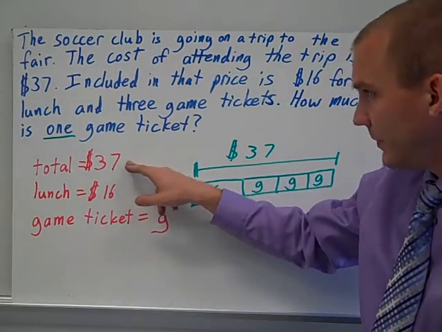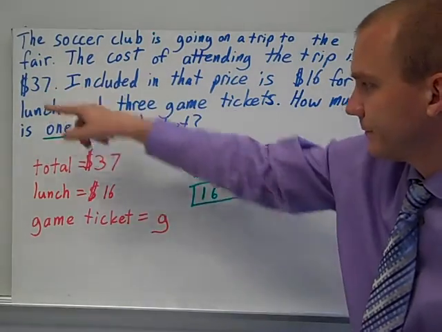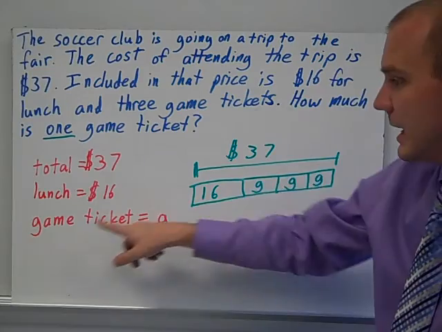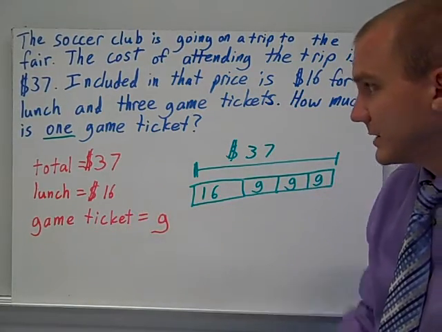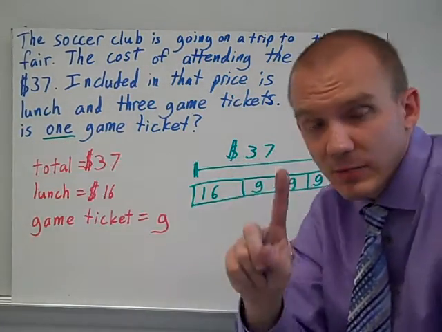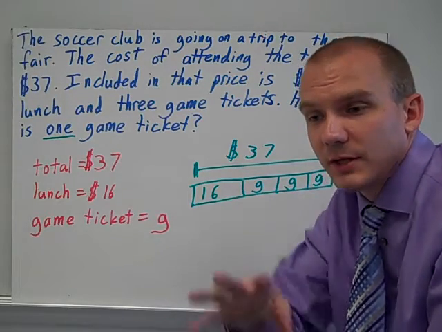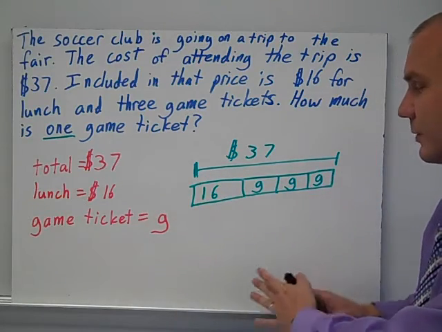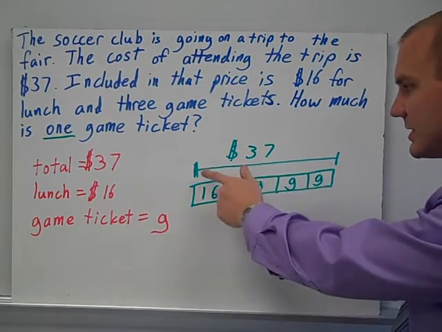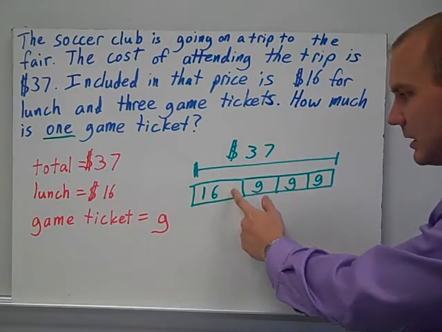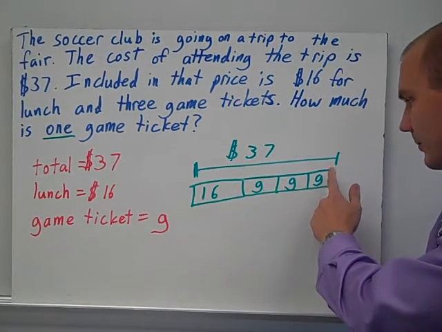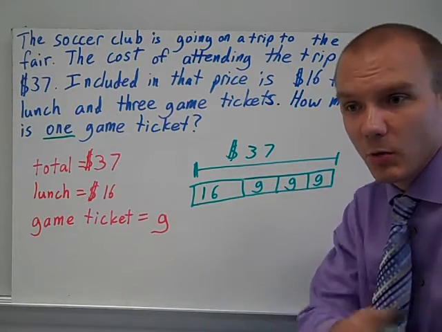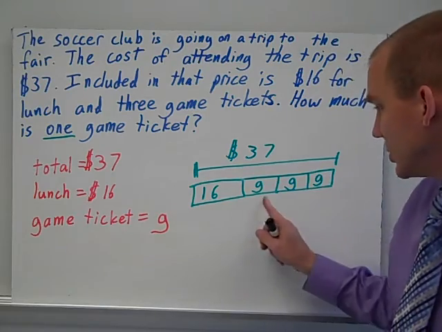What we know, the total is $37. Lunch is included, that's $16. And the game ticket is included. I put that as G because we want to know the price of 1 game ticket, not all 3. But we have to get to all 3 in order to figure that out. Here's kind of a picture I drew of this problem. You have $37, that's my total, and that equals 16 plus game ticket, plus game ticket, plus game ticket. Because the game tickets are all going to be the same number. If I can figure out what one of them is, I know what all 3 of them were. So that's why, G, G, G.